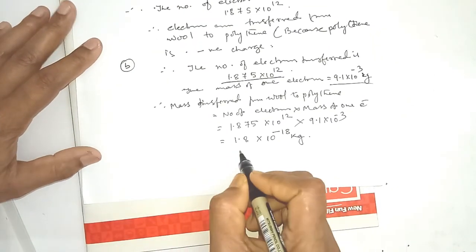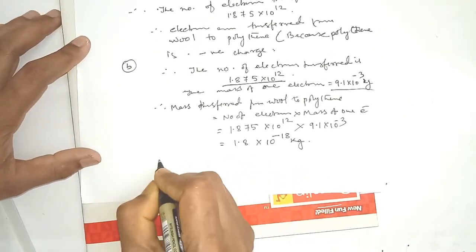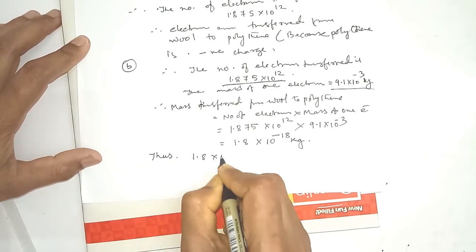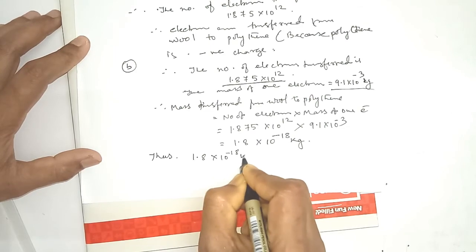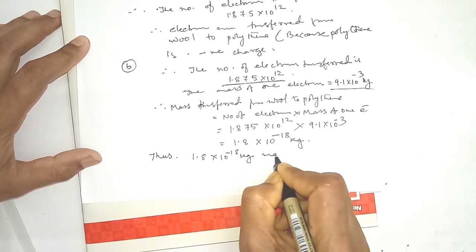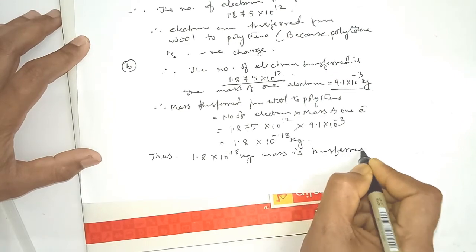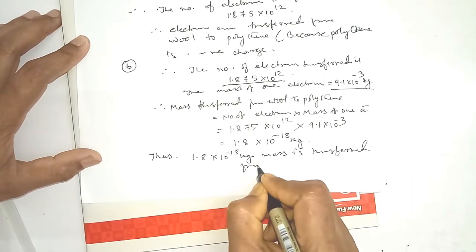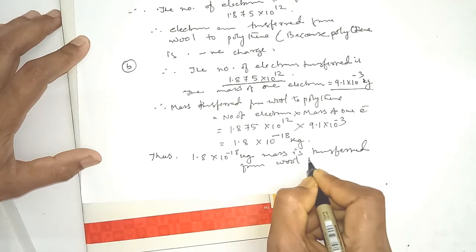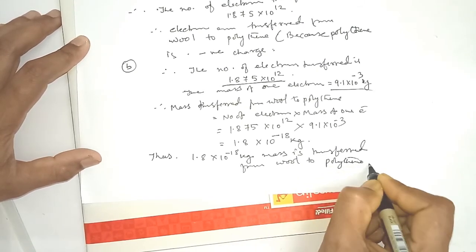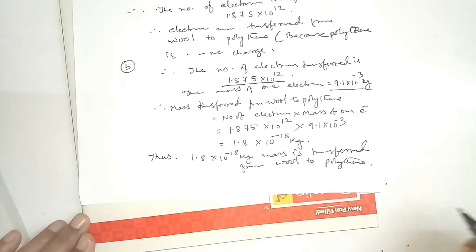Thus, 1.8 into 10 to the power minus 18 kg of mass is transferred from wool to polythene. Okay.